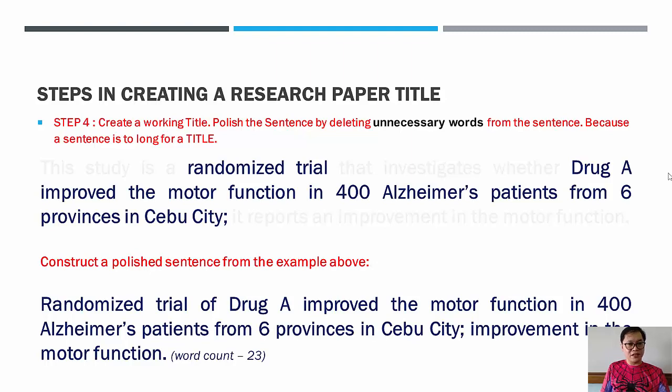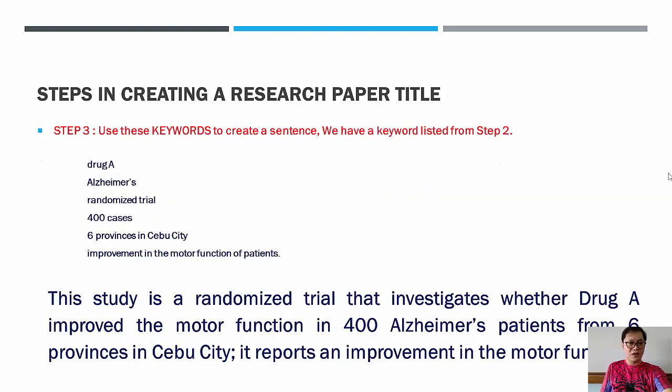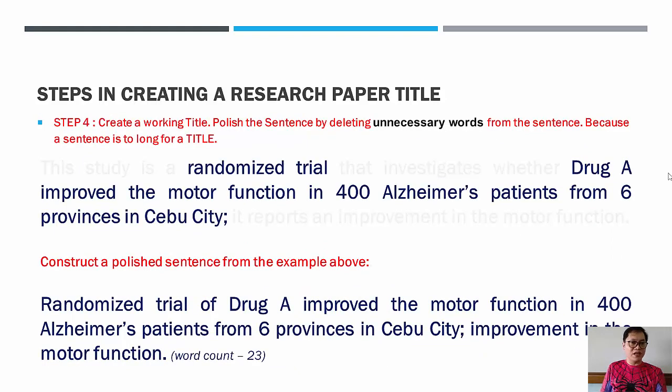So, we already have a sentence from the previous example, from step number 3. Based on the sentence, create a title. So, this study is a randomized trial that investigates whether drug A improves the motor function in 400 Alzheimer's patients from 6 provinces in Cebu. It reports an improvement in the motor function. So, I remove "this study is," I remove "that investigates whether," and I remove "it reports improvements."